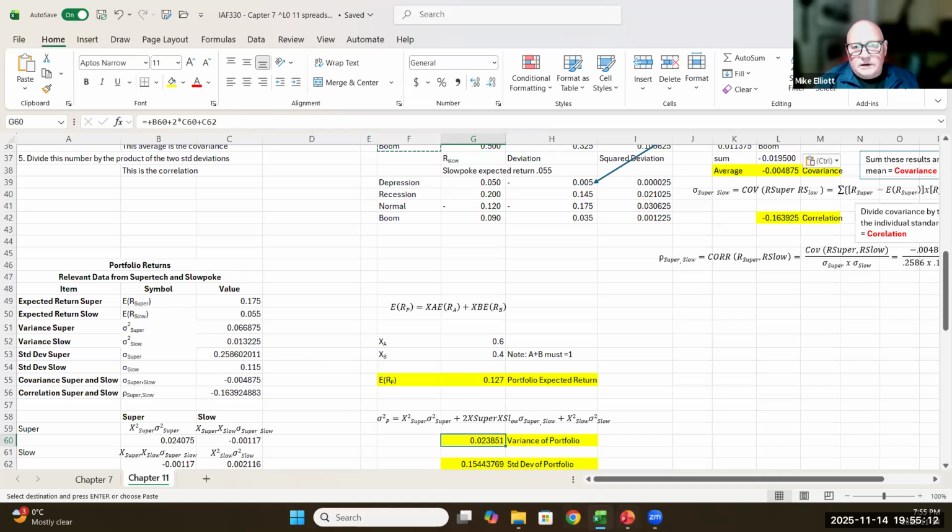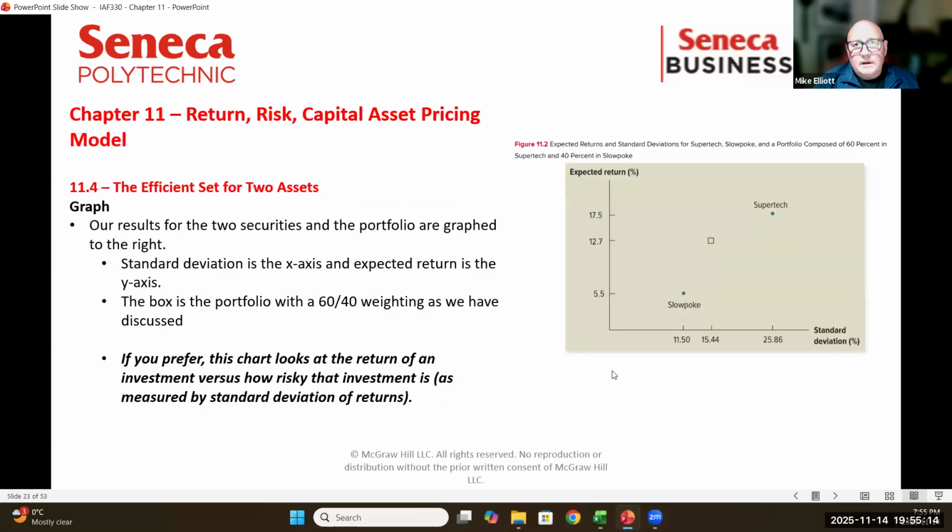And if we go down to here, this is what I'm trying to do here. Supertech gives us a return of about 17.5% with a standard deviation of 25.86. Very high return, very large standard deviation. Slowpoke gives us a return of 5.5%. It's got a standard deviation of 11.5. Very low return, very low standard deviation.